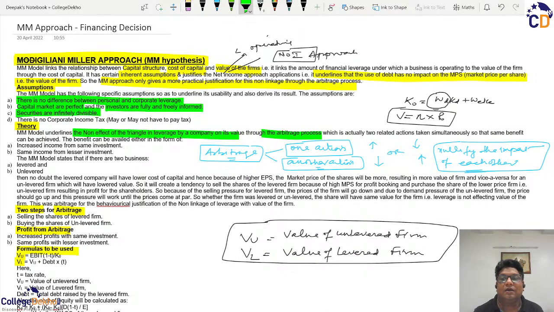तो क्या लिखा है, that arbitrage process, which is actually, I just show you what we are talking, that arbitrage process, which is actually two related actions taken simultaneously, ठीक है, so that the same benefit can be achieved.